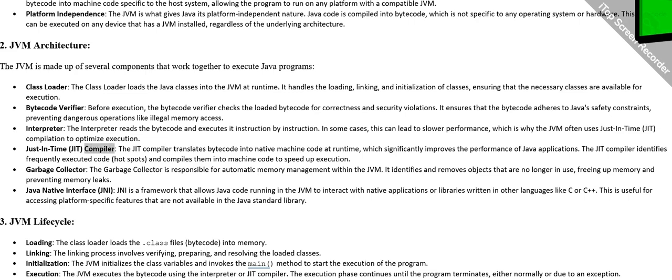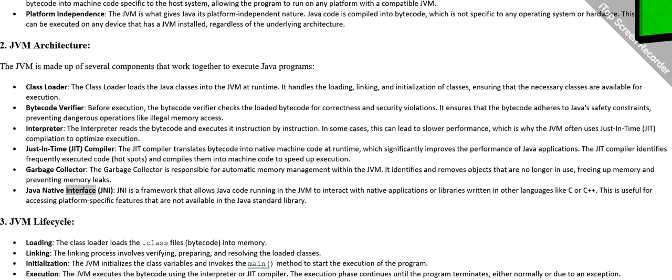Just-in-time JIT compiler. The JIT compiler translates bytecode into native machine code at runtime, which significantly improves the performance of Java applications. The JIT compiler identifies frequently executed code, hotspots, and compiles them into machine code to speed up execution. Garbage collector. The garbage collector is responsible for automatic memory management within the JVM. It identifies and removes objects that are no longer in use, freeing up memory and preventing memory leaks.